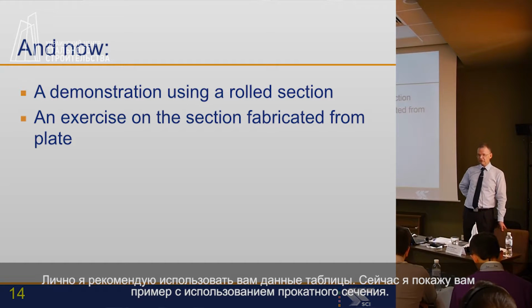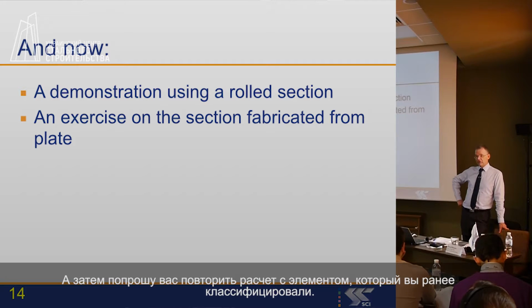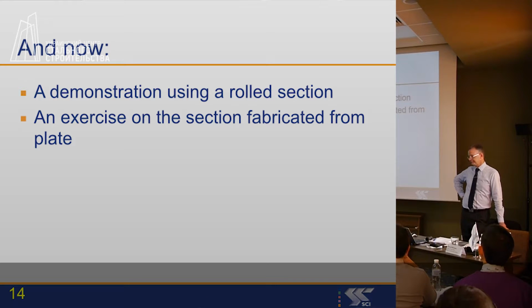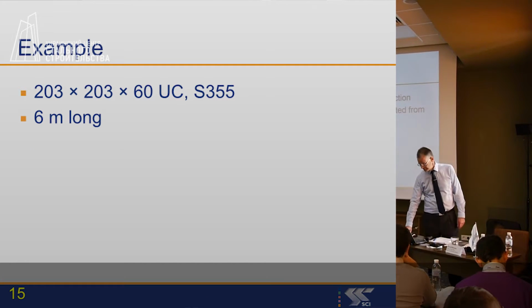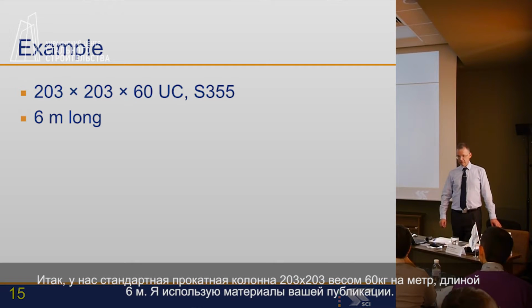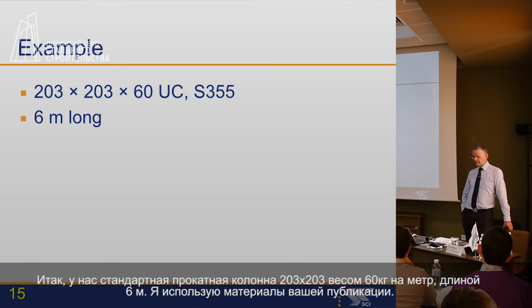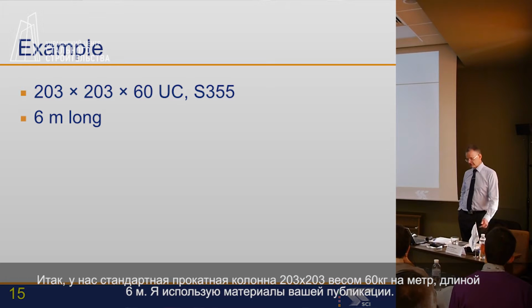So I'm going to give you a demonstration now. This is for a rolled section, and then I'm going to ask you to have a go at the member which you previously classified. So here is a universal column section. This is 203 by 203, so approximately square, 60 kilograms per metre, and it's 6 metres long.